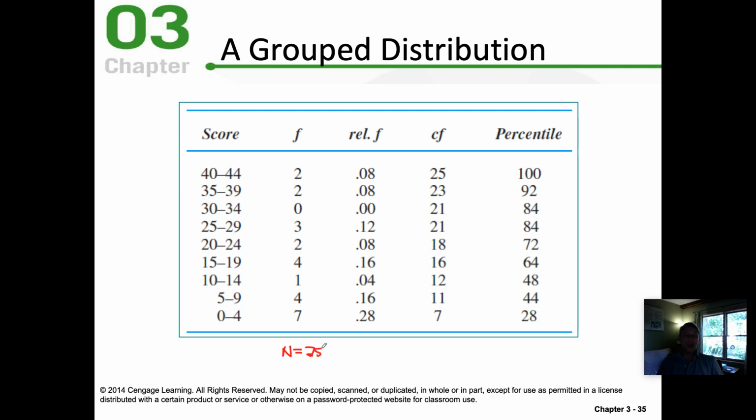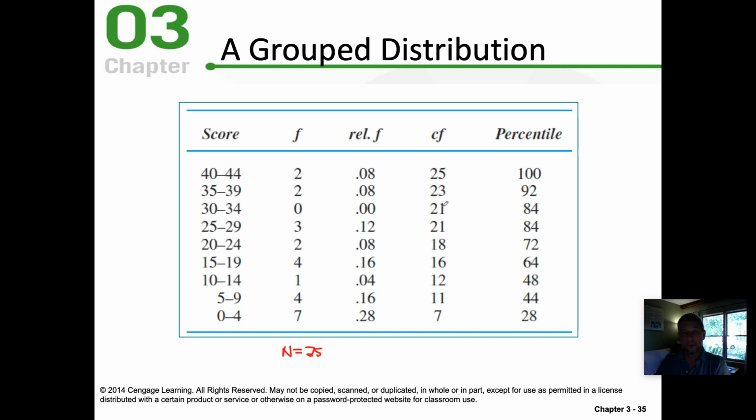Now, the relative frequency. Relative frequency in this case is 7 divided by 25. If you get out your handy dandy little magic number box and you go 7 divided by 25, what do you get? 0.28. So this is the relative frequency here. 4 divided by 25 is 0.16. 1 divided by 25 is 0.04. 2 divided by 25 is 0.08. So these are the relative frequency values. We did this in the first or maybe second video.